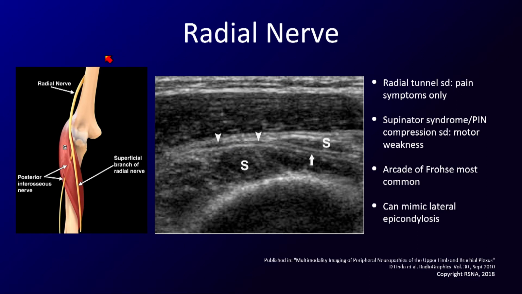The radial nerve courses behind the humerus along the spiral groove, comes around and moves in front and divides or bifurcates into a deeper motor branch, which depending what you read is called the posterior interosseous nerve, or a superficial sensory branch. The deeper branch will course and dive between two heads of the supinator muscle, and right where it dives in there is this arcade of Frosch, and that is the more common location for a radial nerve entrapment. And this is where we're going to look.